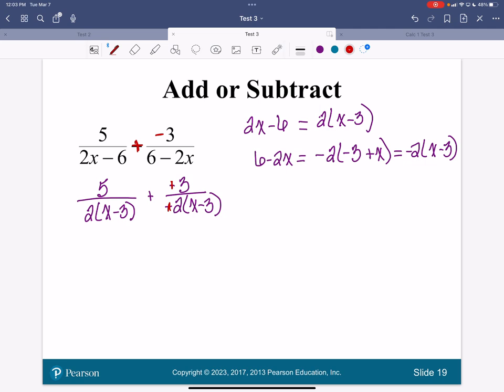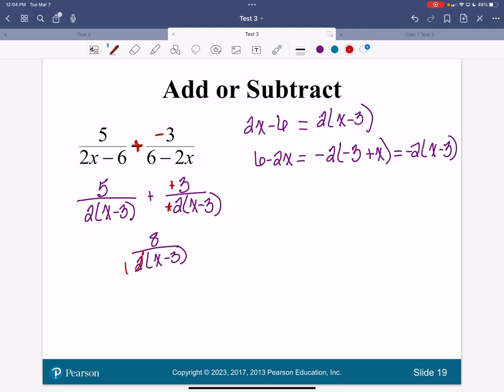Now I have a common denominator, right? So when I have a common denominator, all I have to do is what? Yeah, add the numerators. I've already got a common denominator. So I've got 8 over 2 times x minus 3. Okay? Is there anything else I can do here?